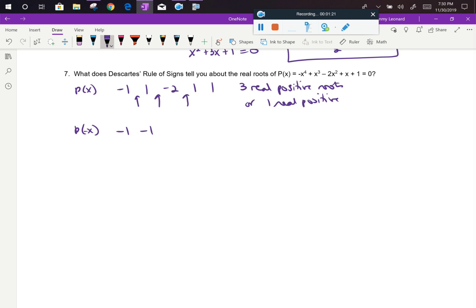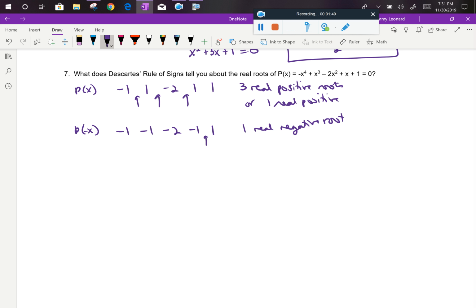Again, I'm going into something even. My sign won't be any different than it was originally. But when I go into something with an odd power, I'm going to have -1 as my coefficient. And then finally, +1 is not affected by substituting a -1 for x. So I notice I start out with 4 negative signs, and so there's only 1 sign change. So I have at most 1 real negative root.